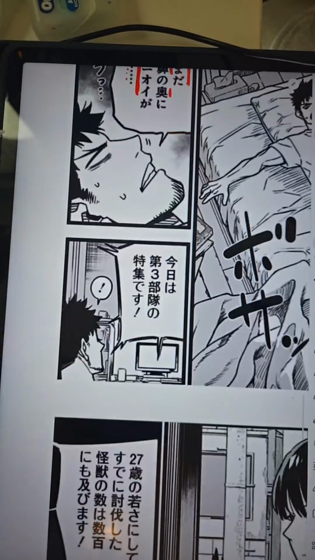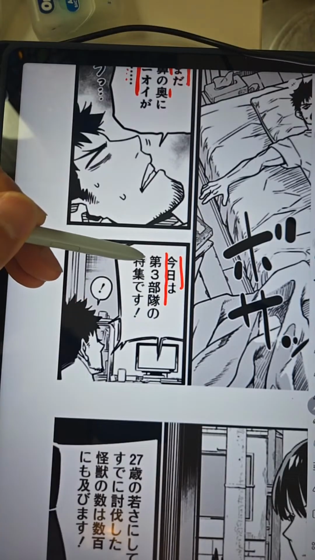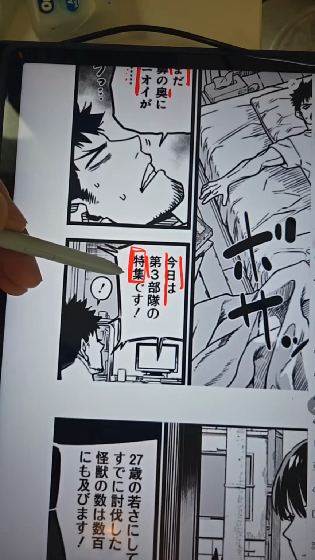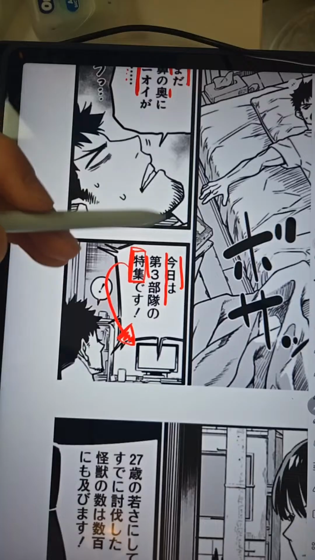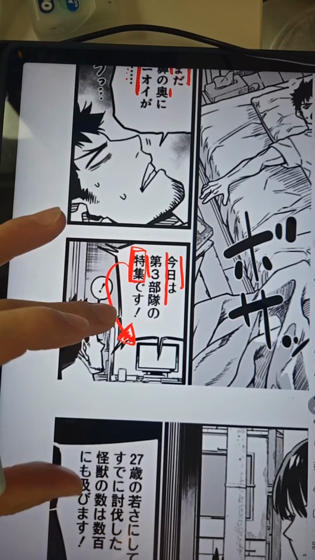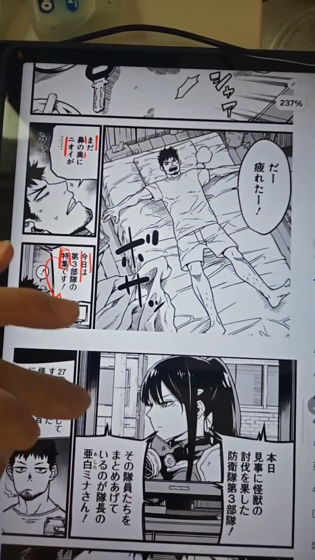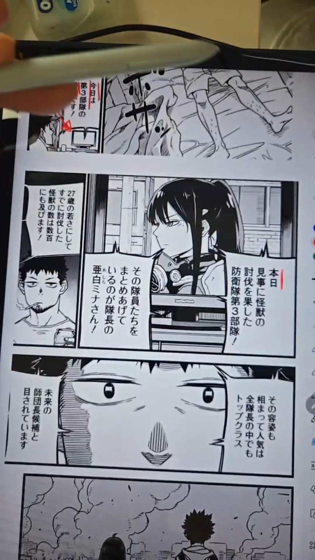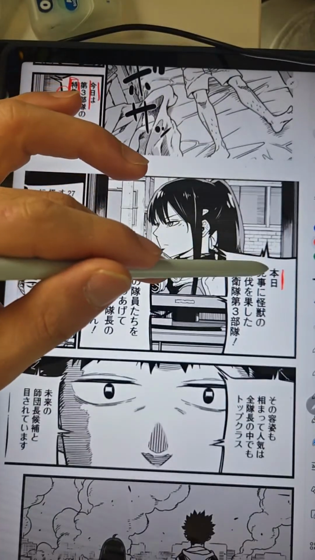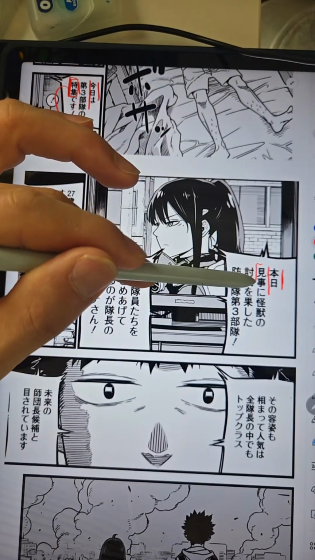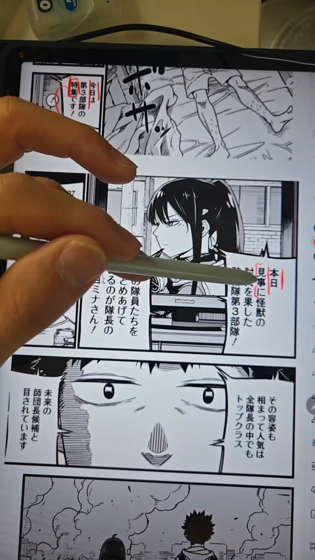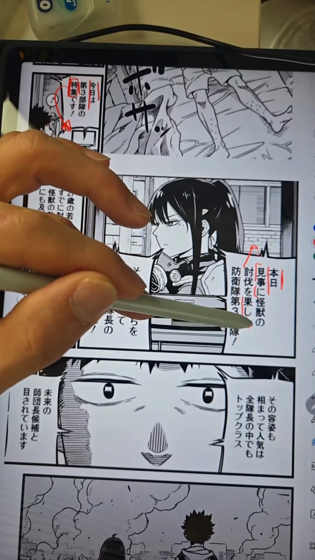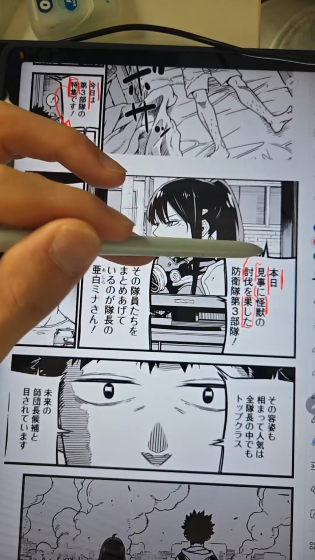Hi, and then news. On the news, it says 今日は第3部隊の特集です. 特集, special collection, meaning featuring. Today we are featuring the 3rd troop. Again, those people who are always in the spotlight, those people who actually do the killing of monsters. 本日 is a formal way to say today. 本日見事に, 見事 is like well done, and by adding に it becomes an adverb connected to a verb. 討伐を果たす, to complete the elimination of a monster.